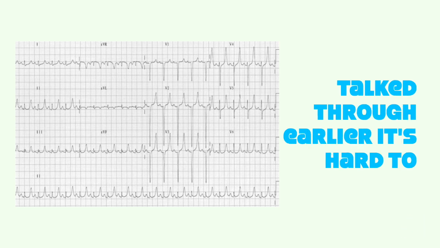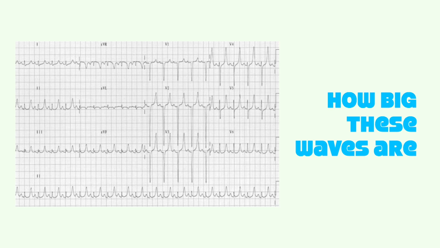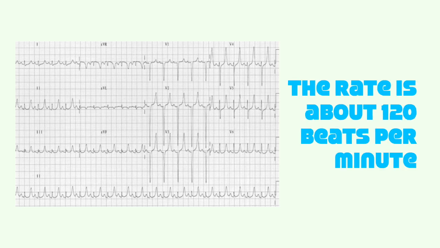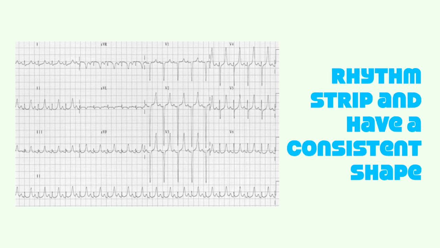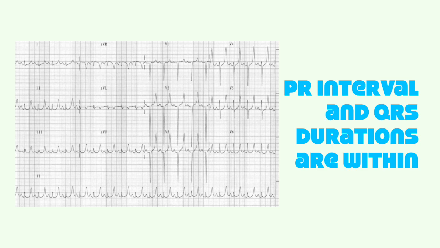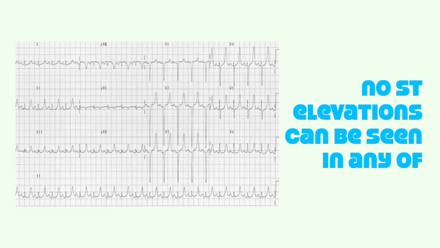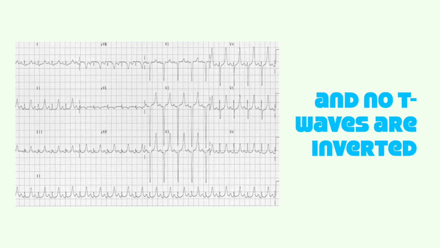Even if you try to follow the steps we talked through earlier, it's hard to follow because our eyes can't get past how big these waves are. However, let's just still go through all the steps. The rate is about 120 beats per minute, with a regular rhythm. P waves are present throughout the rhythm strip and have a consistent shape. PR interval and QRS durations are within range. No ST elevations can be seen in any of the leads, and no T waves are inverted.